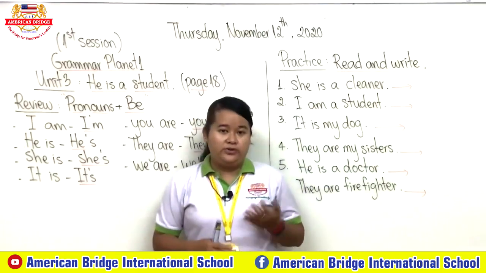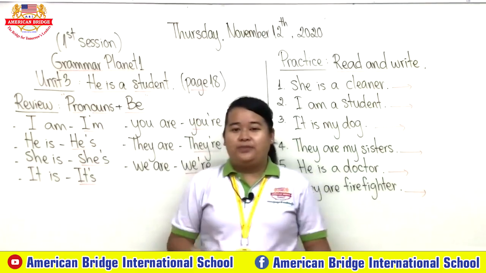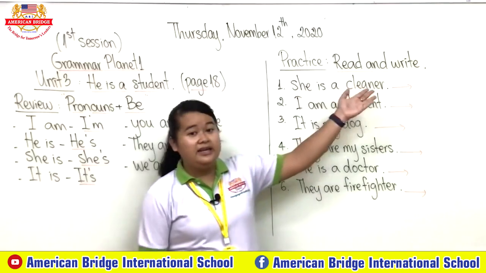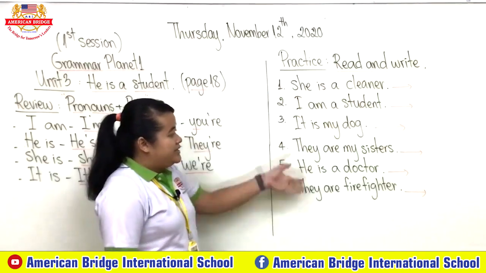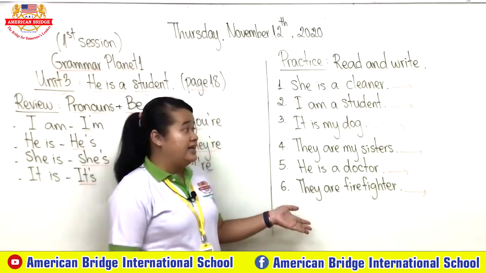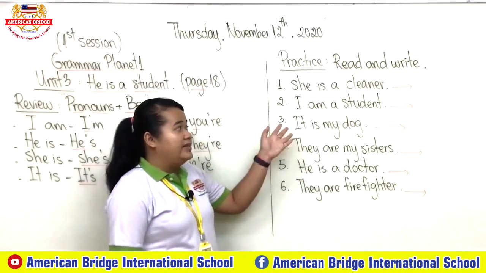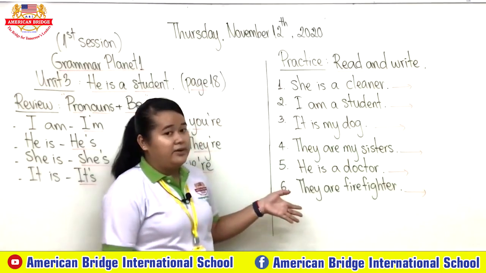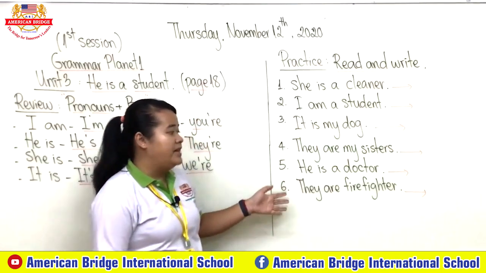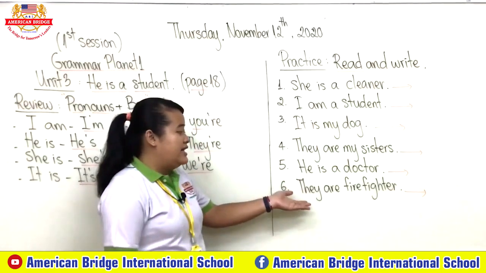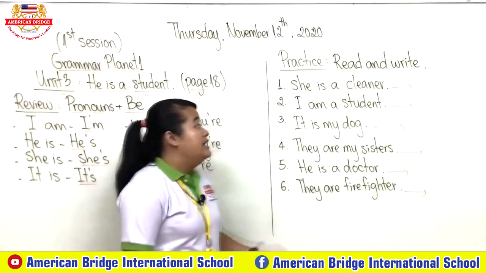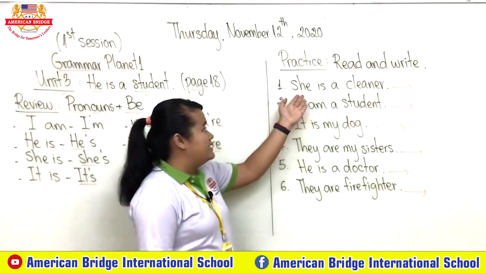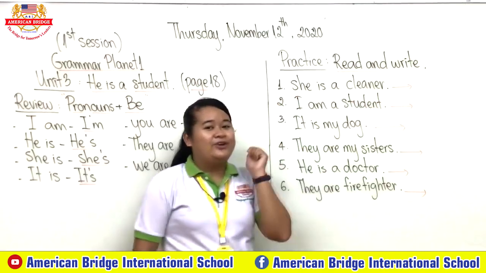Before we go to our textbook, teacher wants you to practice some exercises with teacher here, where we read and write. You need to read this sentence. Teacher has 6 sentences here and you need to read and write. Why? Actually these sentences are correct, but teacher wrote them in full form, and teacher wants you to write each sentence again in the short form. Now let's read with teacher. Number 1, she is a cleaner. Do you know cleaner?